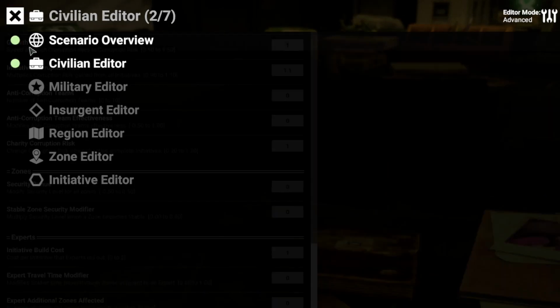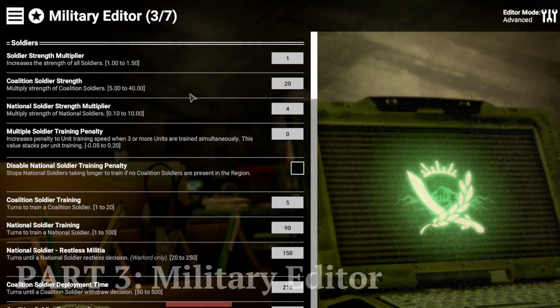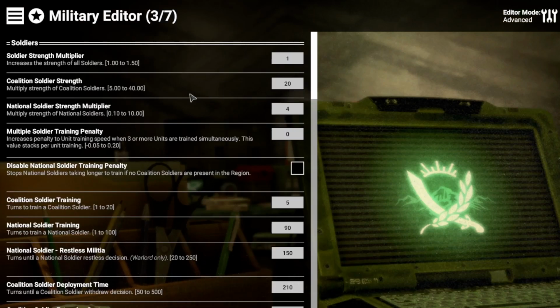Now, military. Soldier strength modifier. Coalition soldier strength. National soldier strength, self-explanatory. Multiple soldier training penalty, self-explanatory. Disable national soldier training penalty: doesn't require coalition soldiers for it to be trained faster.